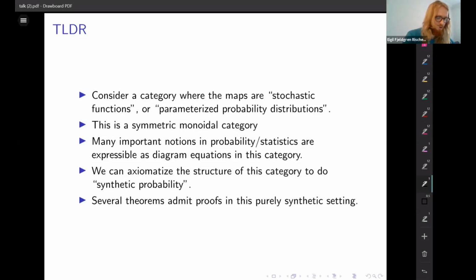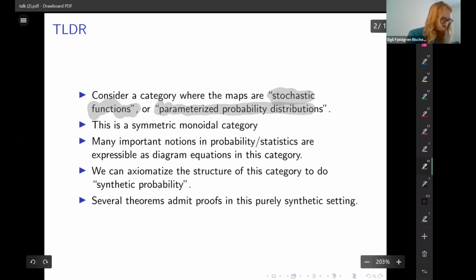Basically, we're going to think about a category where the maps are stochastic functions, or we could also call them parameterized probability distributions. Your objects are going to be some sort of space, and your maps are going to be functions or structure preserving maps that involve some randomness. You can think of computer programs that have access to a random number generator, or Markov kernels, hence the name, or whatever your preferred example is.